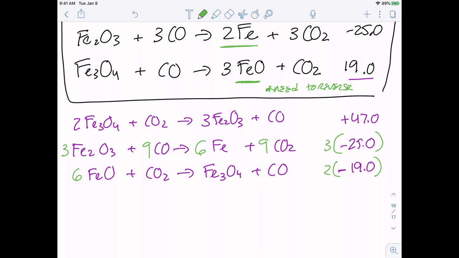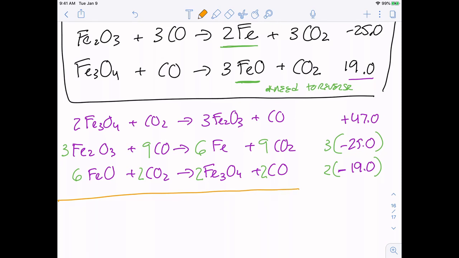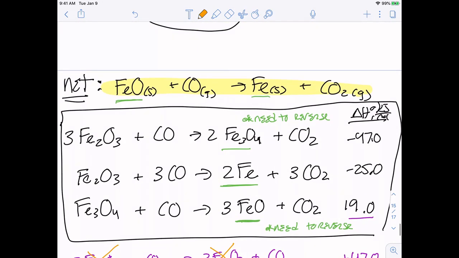CO2, I'm multiplying the 1 by 2, so I'll put a 2 in front of it. This gets a 2, and then this also gets a 2, right? Everything is getting multiplied through by 2. Now I'm going to add them together. So I know that these ones will cancel, so that cancels with that one. I know that this cancels with this one, which is what I needed to happen, right? Neither one of those are part of my net equation, so they need to go away.